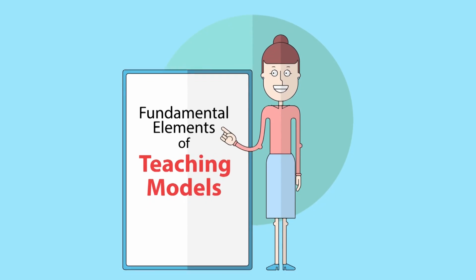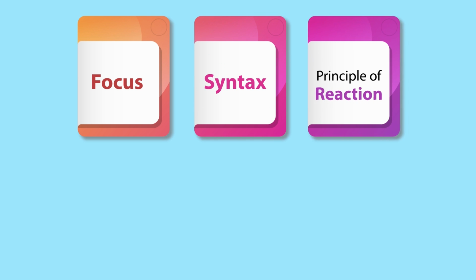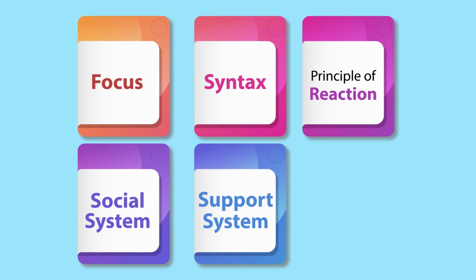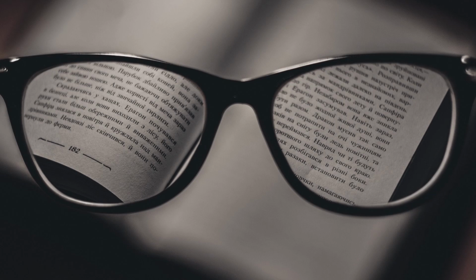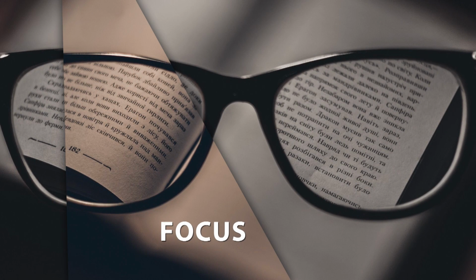Now, what are the fundamental elements of a teaching model? There are 6 fundamental elements. First is focus, second is syntax, third is principle of reaction, fourth is social system, fifth is support system, and the sixth and last is application and evaluation system. Now the focus. Focus means objectives: why we are going to teach a particular content in the classroom. Focus refers to the instructional objectives, the objectives of teaching.